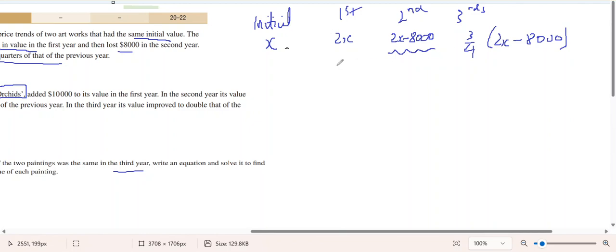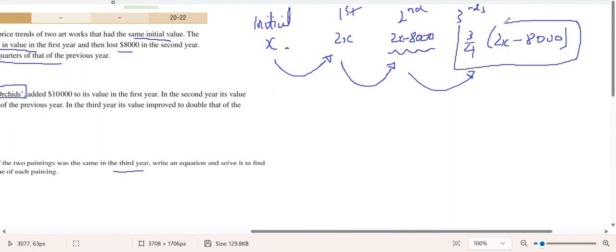Now, what's confusing about this question is that the value of the art increases or decreases, and if it doubled in the first year, it's now worth 2X. And if in the second year it lost 8,000, it's now worth 2X minus 8,000. And then in the third year, if it was 3/4 of what it used to be, then it's 3/4 times what it used to be. So that's what Green Pole's is after the third year.